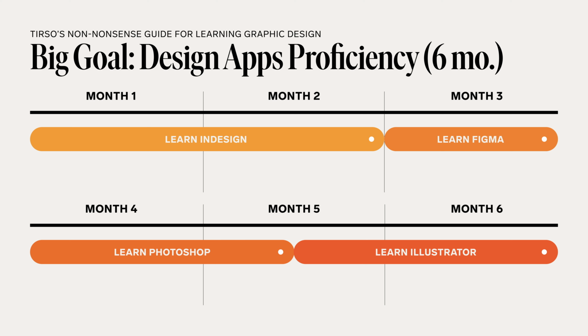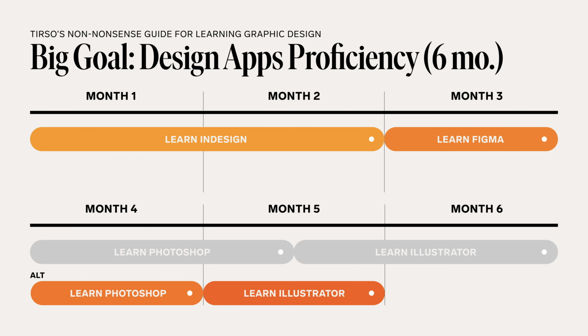If you're already comfortable with InDesign, Illustrator and Photoshop will come to you pretty easily because Adobe has similar features across all of them. Alternatively, you can learn Photoshop and Illustrator in 1 month, and in the last month, you learn more advanced things in the other apps.